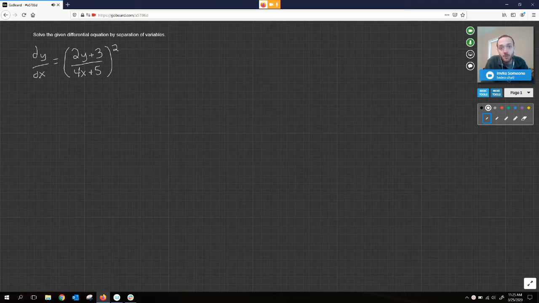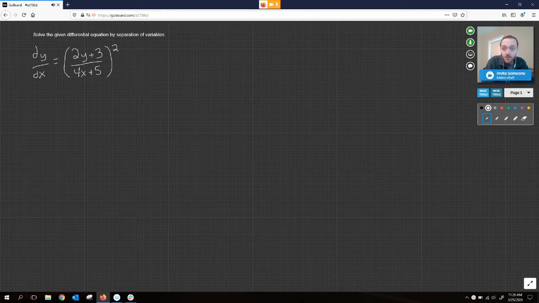Class here to walk you through a more challenging separation of variables problem from differential equations. For those of you using the book, I'm using the edition that's one edition back, but this is problem 10 in section 2.2. So this is my given differential equation, dy over dx equals quantity 2y plus 3 over 4x plus 5, all squared.